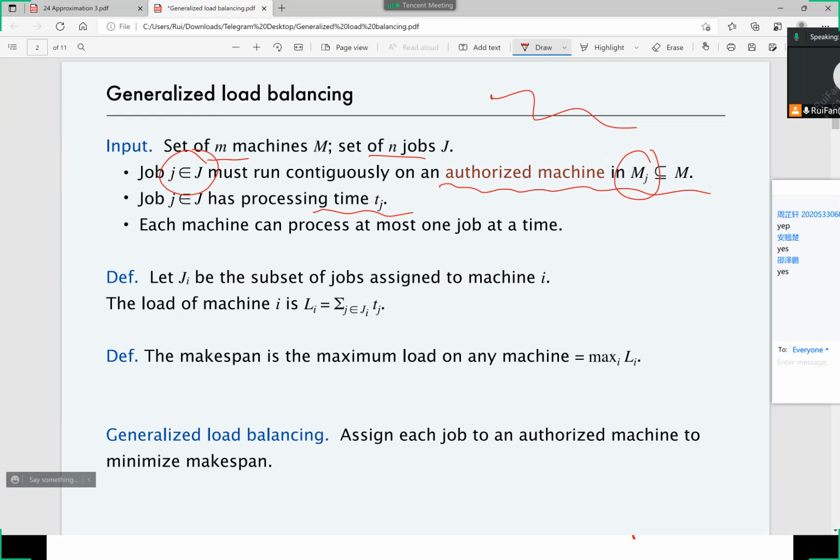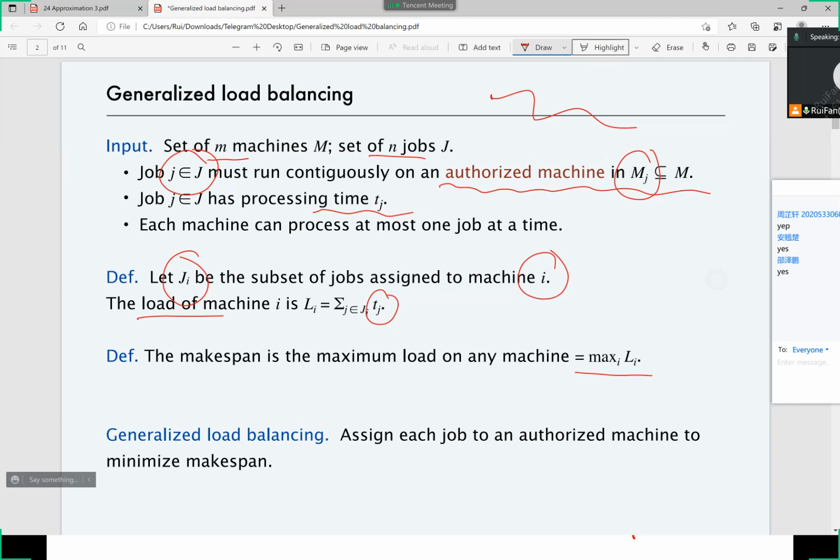All right, so we're going to use some terminology here. For machine i, we're going to let Ji be the jobs which are assigned to machine i. In that case, the load of machine i is just the sum of the sizes of all of the jobs which are assigned to that machine. So you iterate through the set Ji and add up all of their sizes. And again, we're trying to minimize the maximum load on any machine.